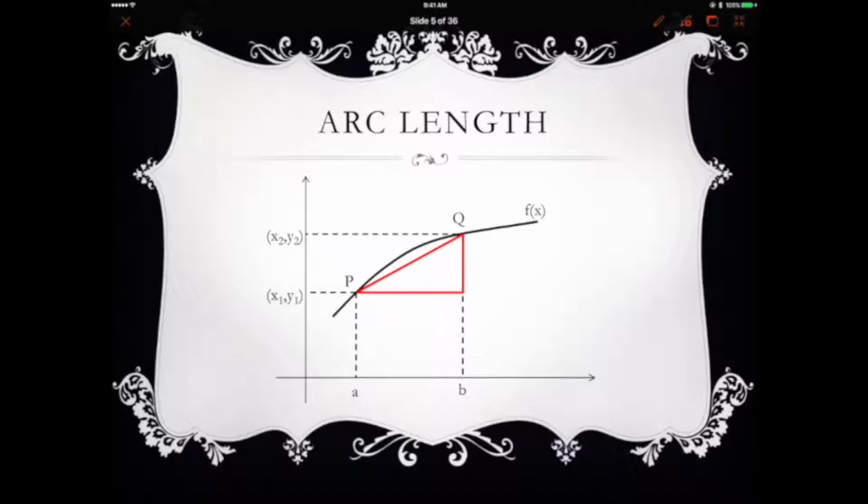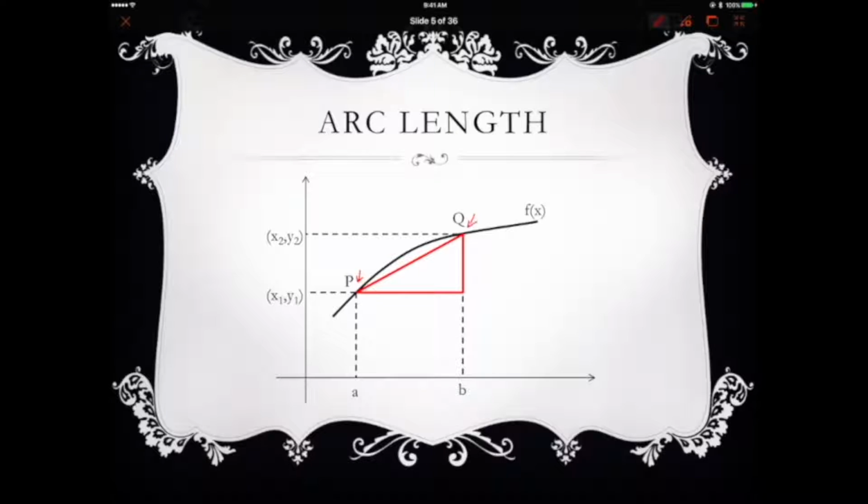Let's start with arc length. Arc length finds the length of the function from one point to another point. To find the general form, let's look at the graph of the function f of x and then try to find the arc length from point P to point Q.